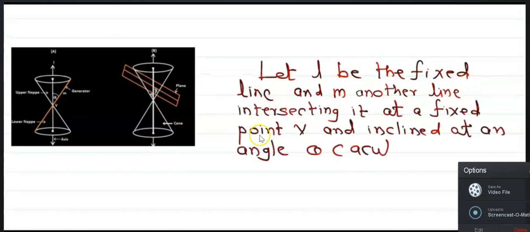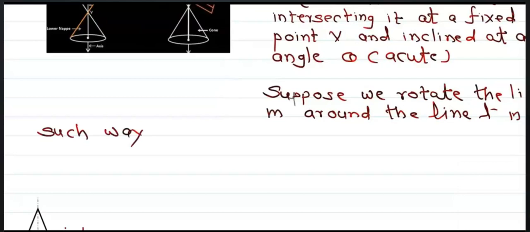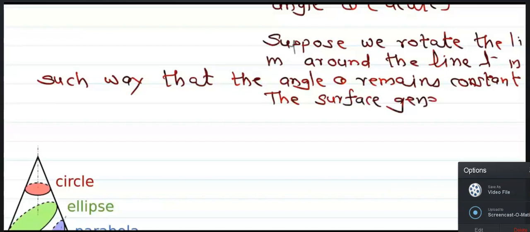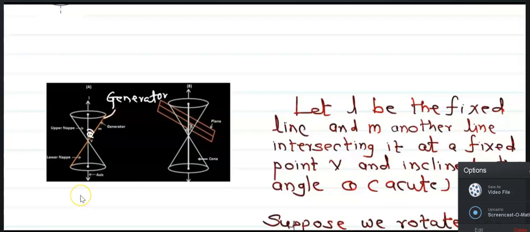Let L be the fixed line and M is another line intersecting it at a fixed point, inclined at an angle theta. How all the figures get generated in the conic section, we are going to see here. That is, L is the fixed line. M is another line which is inclined vertically at an angle theta, which is the acute angle. And suppose that we rotate that line M in such a way that, this is the generator, and if you rotate it, then you will get this type of figure, upper nappe and the lower nappe.